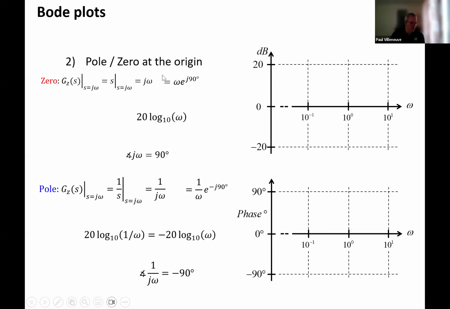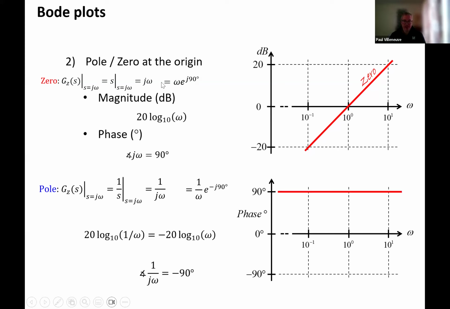Here is a pole or zero at the origin. For a pole or zero at the origin, we have an s or a 1 over s. When we substitute in j omega, we see that our magnitude is omega at an angle of 90 degrees. So we take 20 log 10 of omega, and immediately we start introducing a positive magnitude. It becomes positive at 1: anything below 1 is negative dB, but anything above it starts at 0 and goes up.